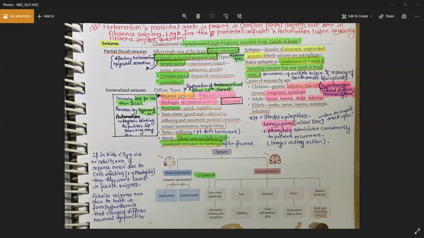Confusion, right? But in complex partial seizure, later on there will be motor involvement. These are the chances, not every time. If the seizures are limited, they will limit it to that particular brain part only. They won't spread to other regions.